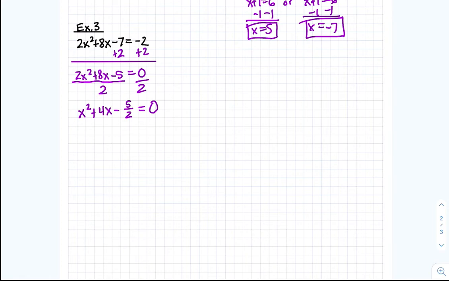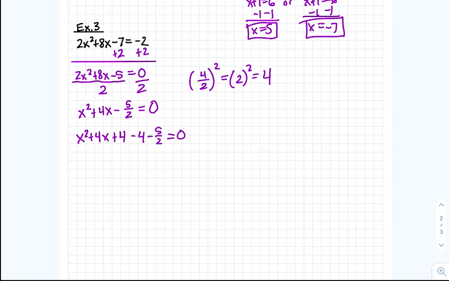Okay, so now, third step, right? You half the coefficient of the term with x, so we've got to half that, right? So 4 divided by 2, and you square it. 4 divided by 2 is 2, so 2 squared is 4. So with the 4, it says we've got to add and subtract it on the left-hand side. So x squared plus 4x plus 4 minus 5 halves is equal to 0.